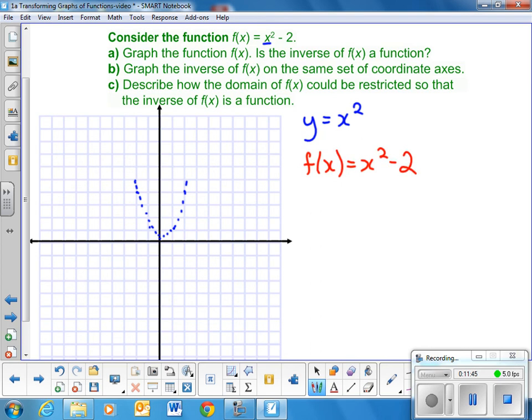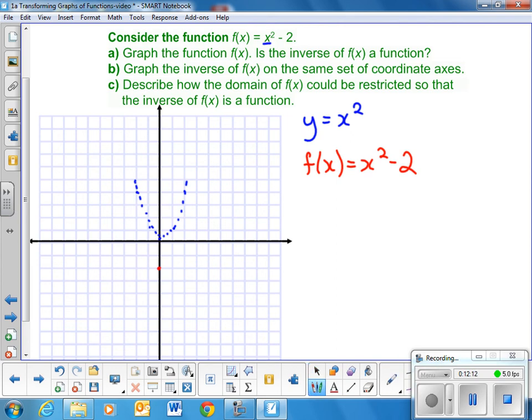And so we want to take that whole graph and we need to move it. That -2 is outside of the function, so it's going to affect the y values. And so what it's going to do is it's going to shift each of those points down 2. You can make your key points and do your mapping, or because it's only one thing, we may be able to go straight to our graph and move each of those points down 2.